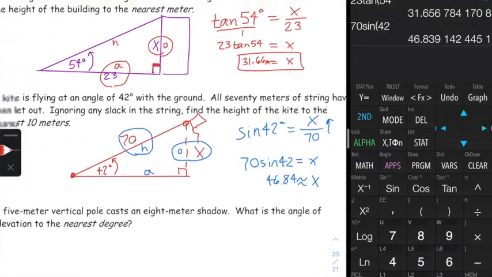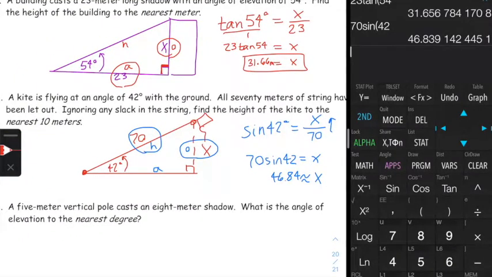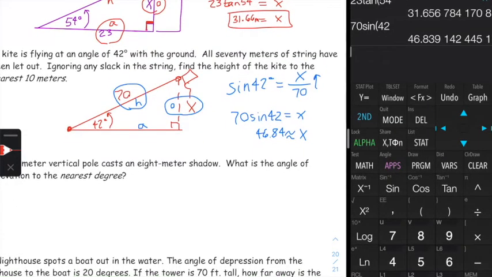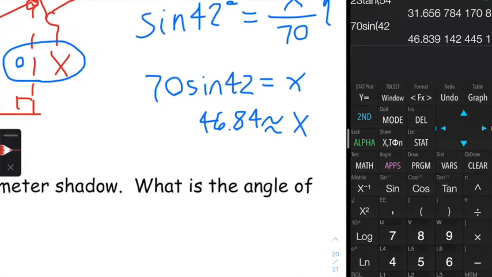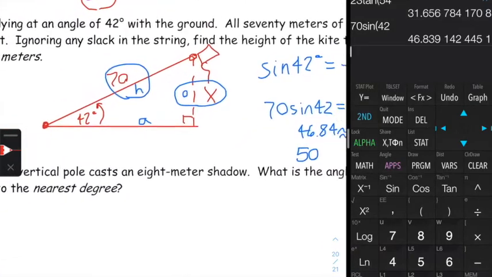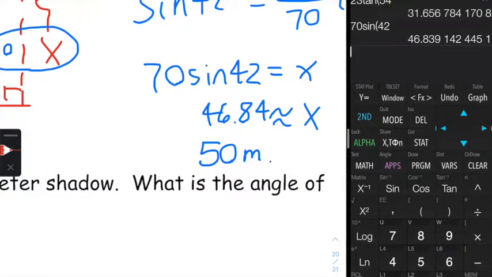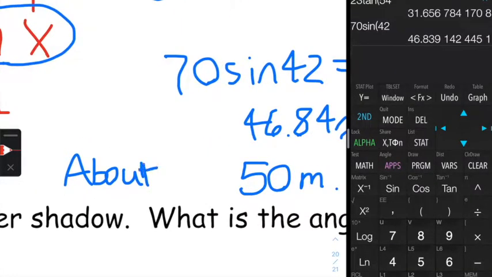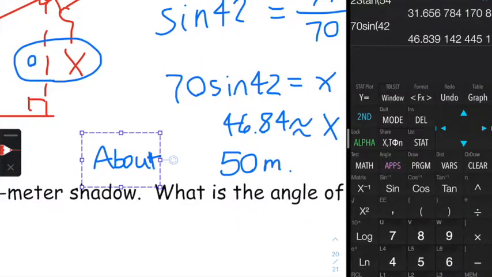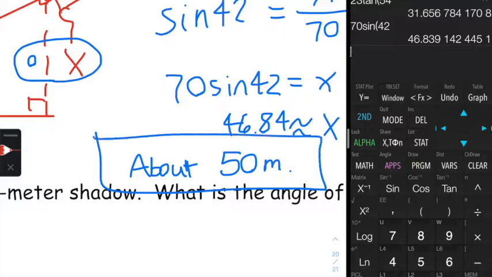And since they said round to the nearest 10 meters, that means our answer needs to be something like 30, 40, 50, or 60 meters. You might not have seen a time where you round to the nearest 10 meters, but you're basically just getting a rough estimate here, a very, very rough estimate, I should say. 46 is a little bit closer to 50, so we're going to round it up to 50 meters. You can even write out your answer like this: about 50 meters. And that would be good there.